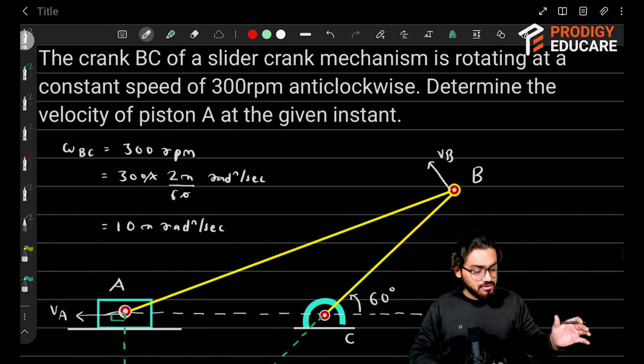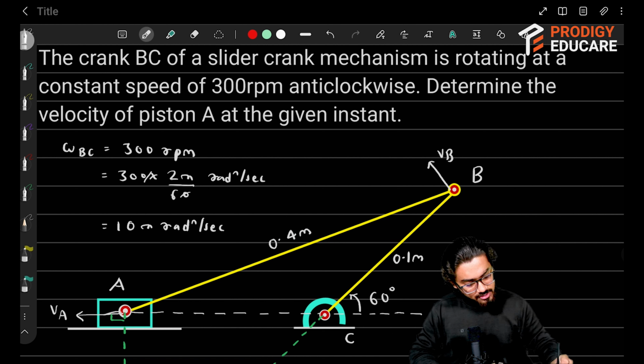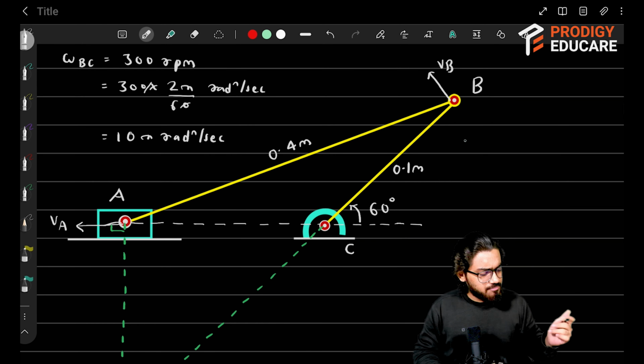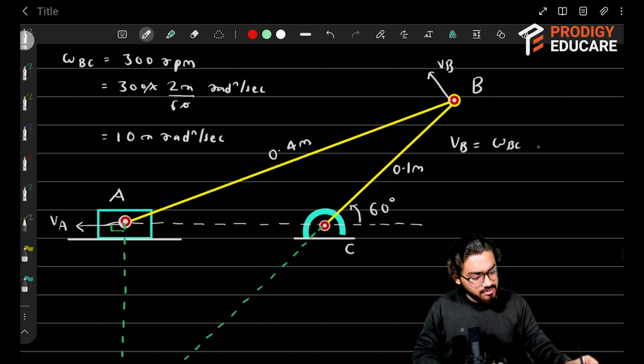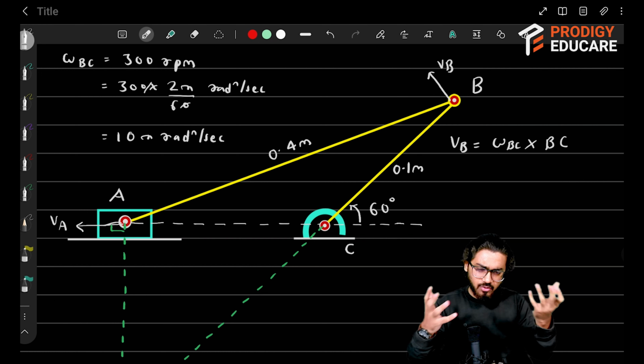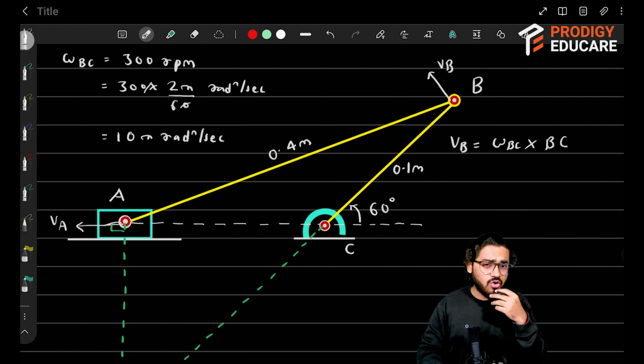In this particular question, this length BC is 0.1 meters and this length AB is 0.4 meters. Just keep that in mind. Now, omega BC is 10 pi radians per second. We can easily evaluate velocity of B. We know that velocity of B is going to be omega BC into the length BC. It is simply V is equal to omega R, that particular equation I'm applying. This into is a multiplication sign, don't confuse it with cross product.